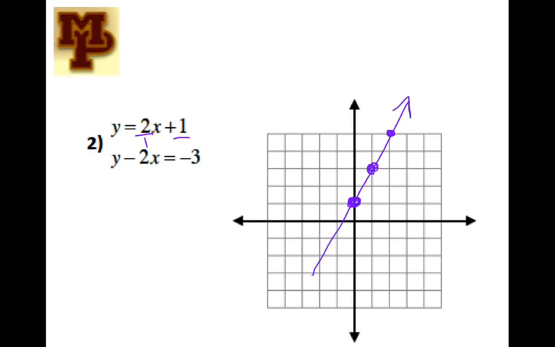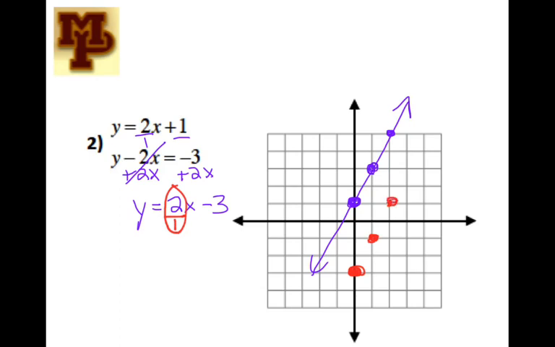So there's that one. This one on the bottom is not yet in slope-intercept form, so we would want to add 2x to each side. So that will cancel out. So y equals 2x minus 3. And then we're ready to graph that one. So you can tell the y-intercept is -3. So then we look for the slope, so it's also 2 over 1.